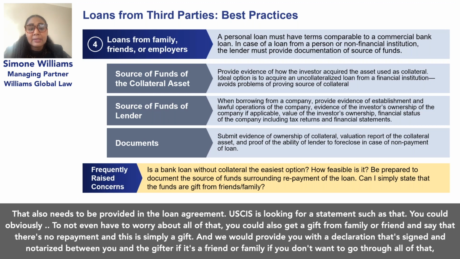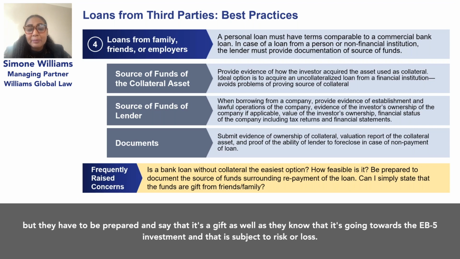You could obviously, to not even have to worry about all of that, also get a gift from a family member or friend, and say that there's no repayment and this is simply a gift, and we would provide you with a declaration that's signed and notarized between you and the gifter. But they have to be prepared to say that it's a gift, as well as that they know it's going towards the EB-5 investment and that it's subject to risk or loss.